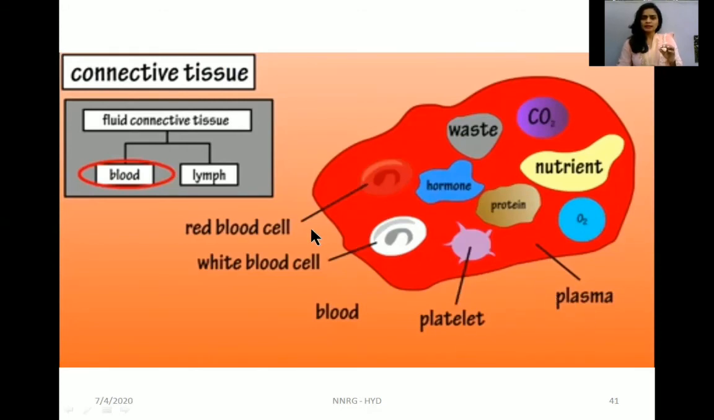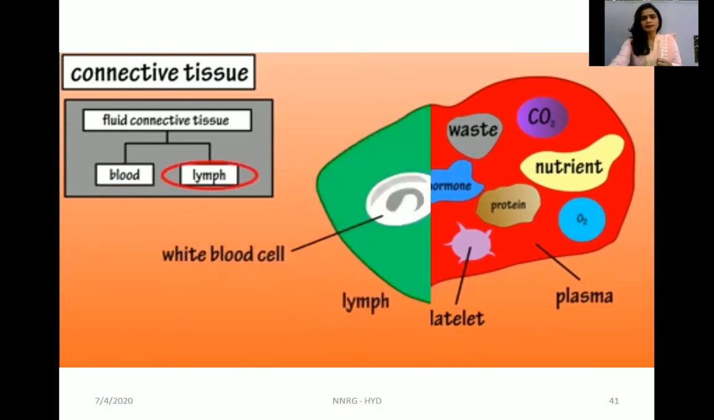The red blood cells exchange oxygen, carry the nutrition, and they have the hemoglobin in them. The white blood cells perform the immune defense mechanism. Platelets help in the clotting of the blood, and plasma has some nutrients, and supplies the hormones and nutrients all together. That is the function of blood, which is a connective tissue.